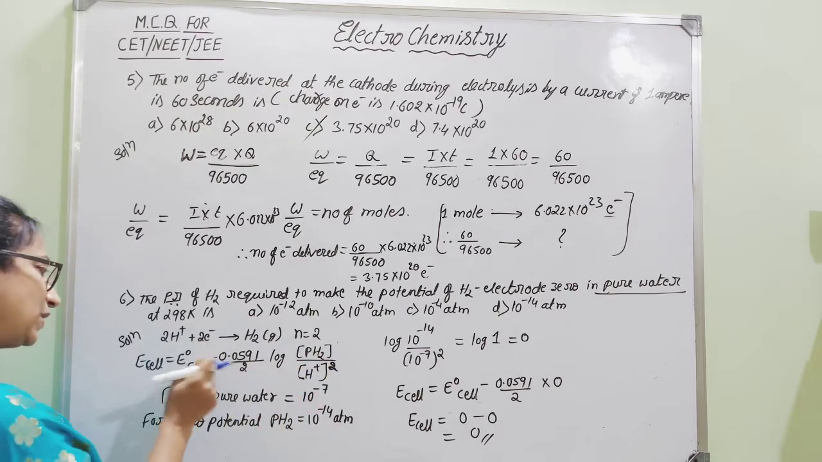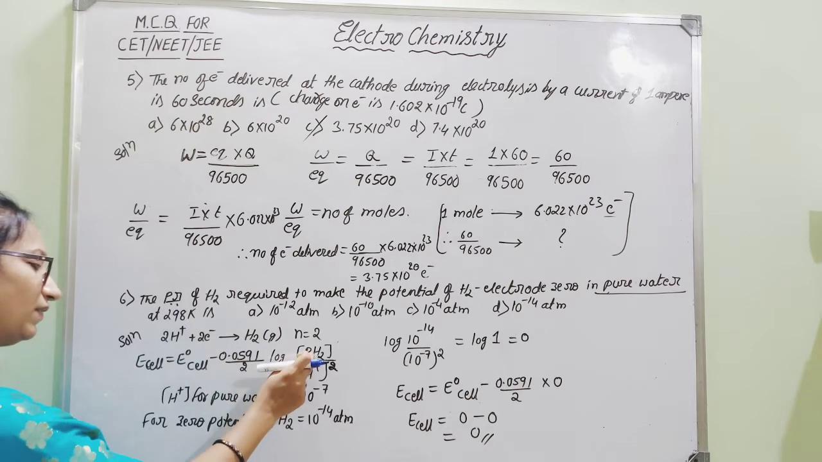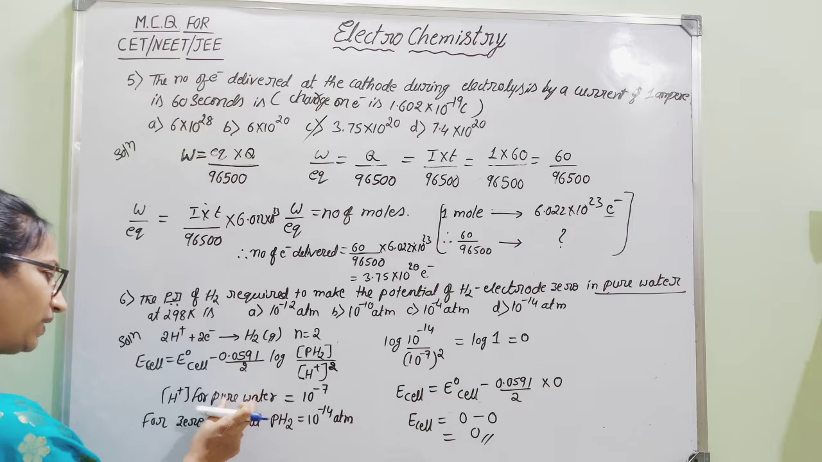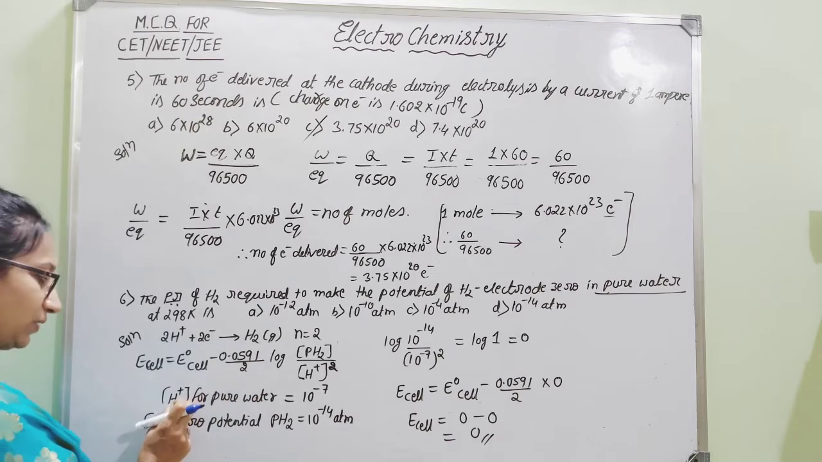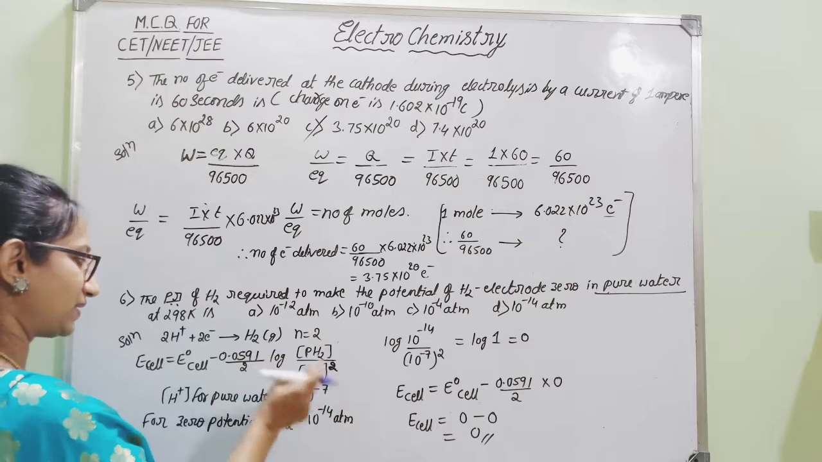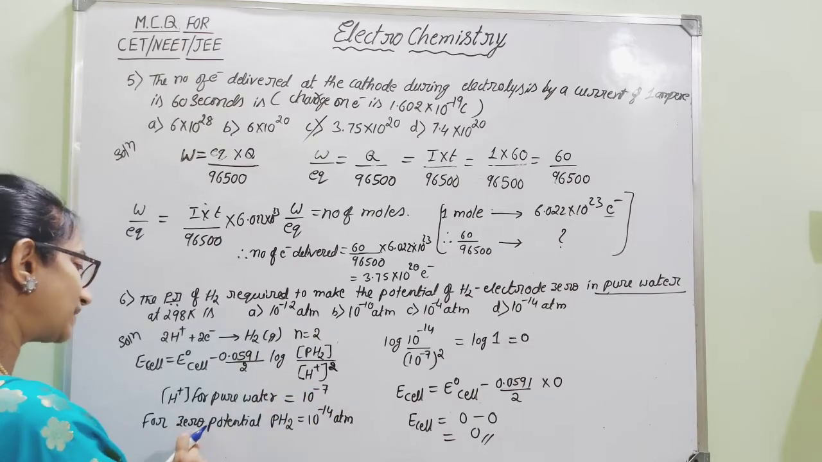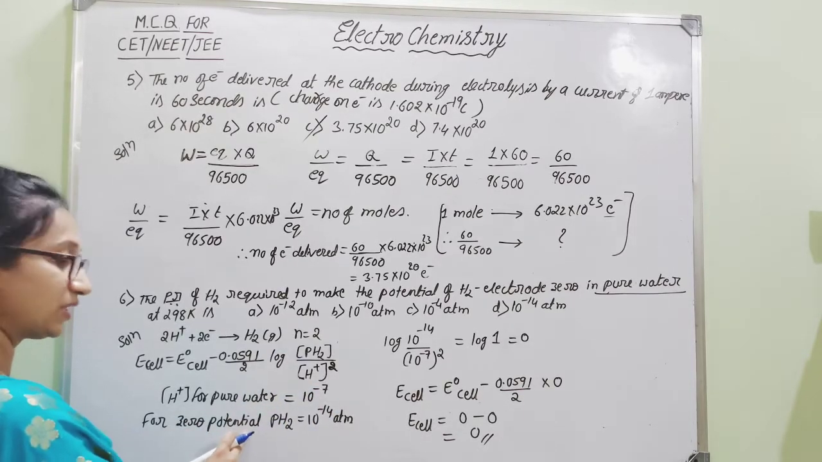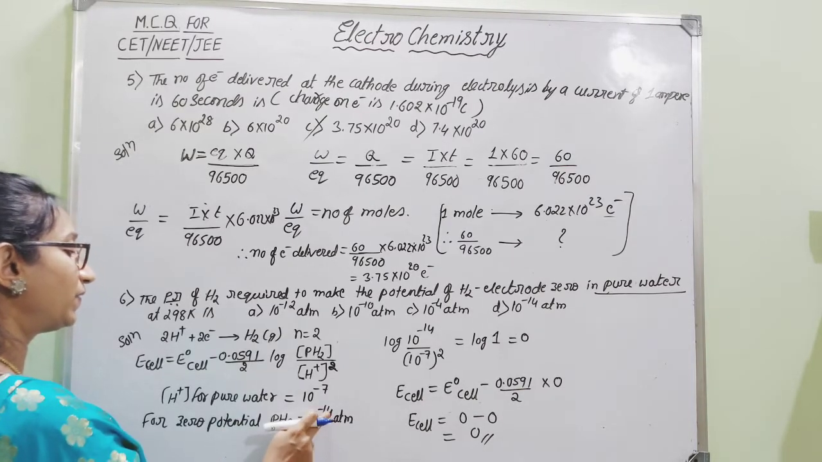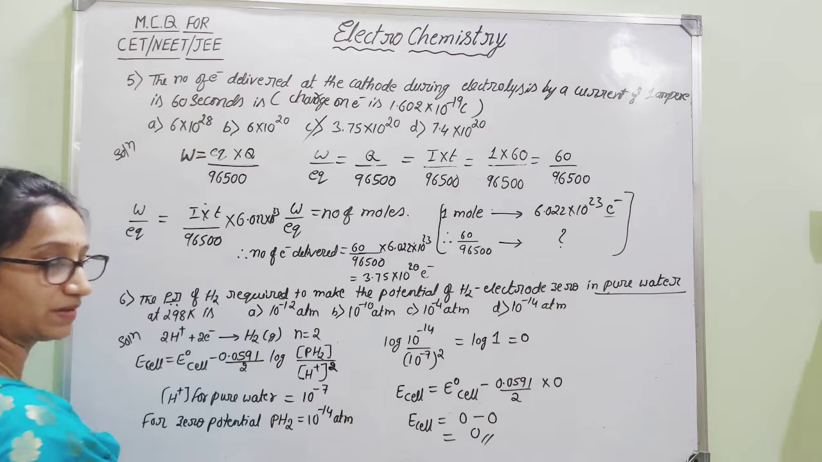Now for the E cell value to be 0, the log of this value should also be 0. Remember, for pure water you know the H plus ion concentration. That is exactly H plus equal to OH minus, that is 10 power minus 7. Then for zero potential, what will the pressure of hydrogen be? 10 power minus 14 atmosphere.